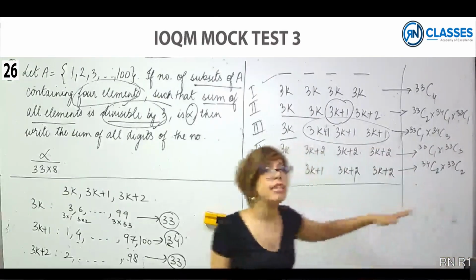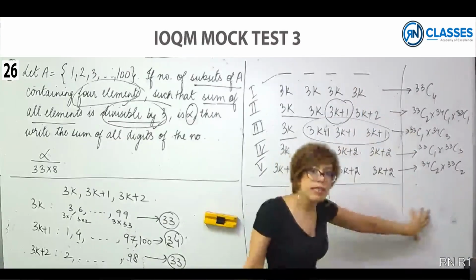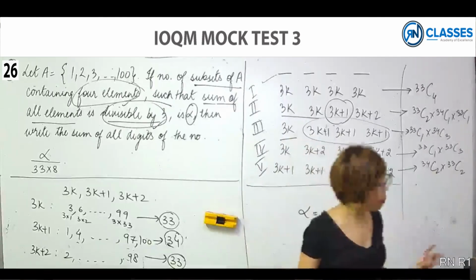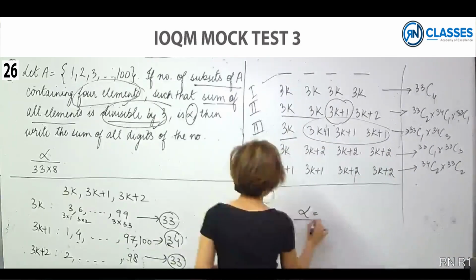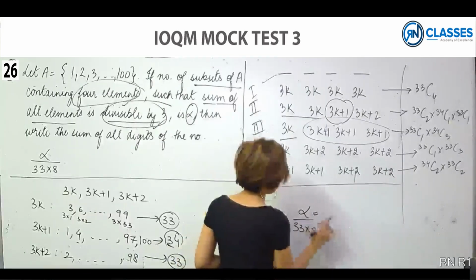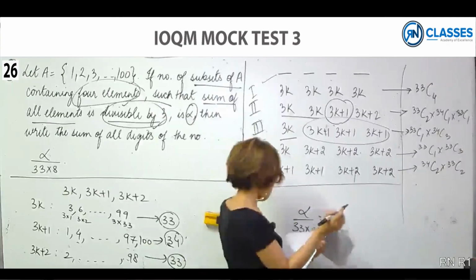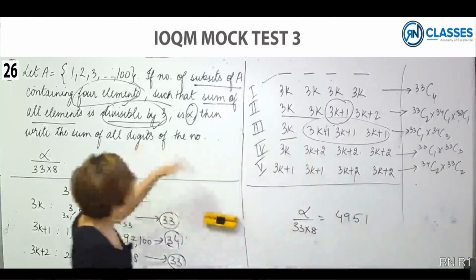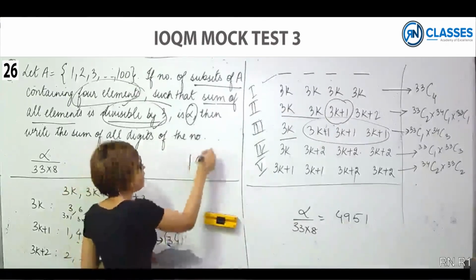Right? In each of the cases, I found out the number of subsets. If I add all of these, I'll get the total number, right? Mind it, I do not want alpha. I want alpha divided by 33 into 8. This actually turns out to be 4951, right? In fact, I want the sum of digits of this number. So if you add the digits, obviously, the answer will turn out to be 90.